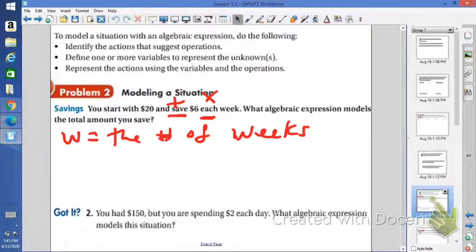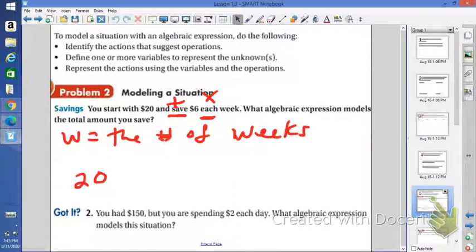All right, if you save for 1 week, 2 weeks, 3 weeks, that's going to be our variable. W will be our variable. And so that's a variable we're going to use to write our algebraic expression. So you start with $20. $20 is our constant.